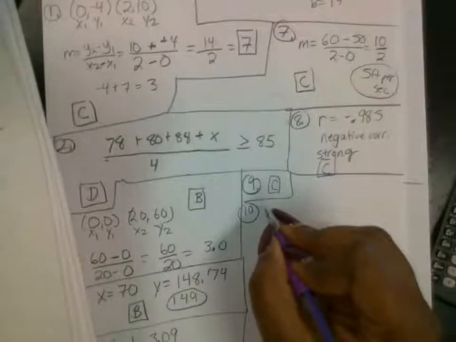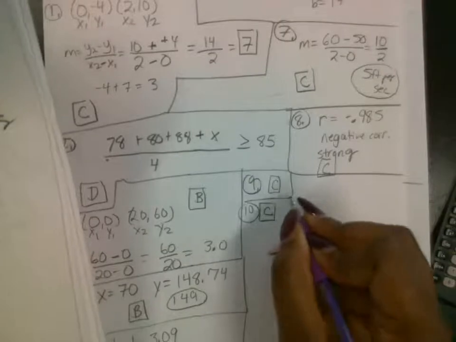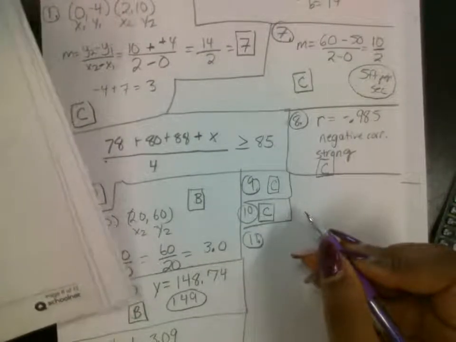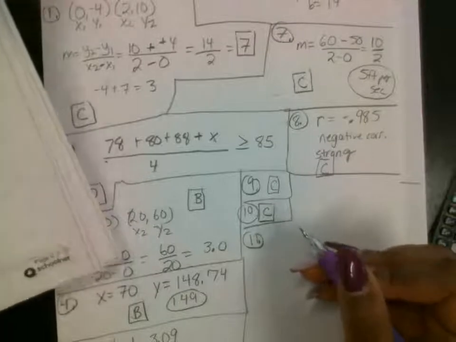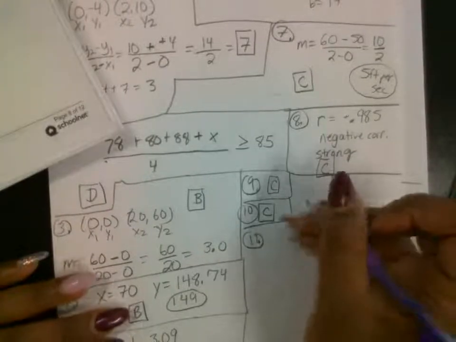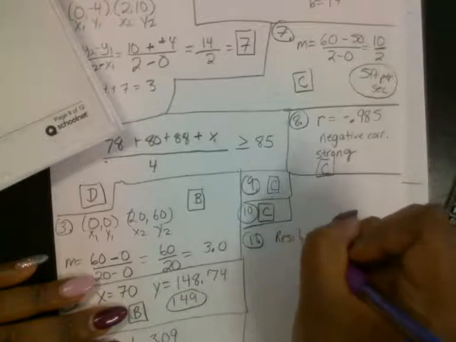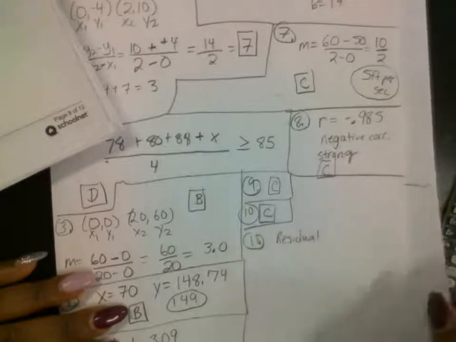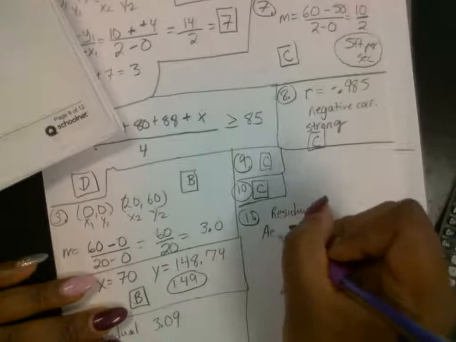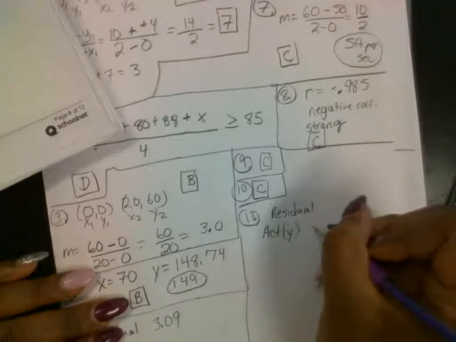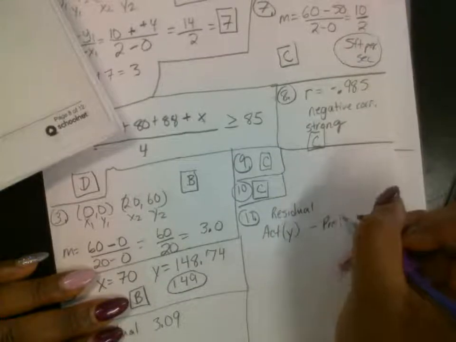Remember, for 11, let me write down number 10. The answer to number 10 is C. Okay. So let's write 11. Remember, for number 11, let's do the residual. Okay. So the formula for residual, write this down, is your actual y value, actual y, minus the predicted y.